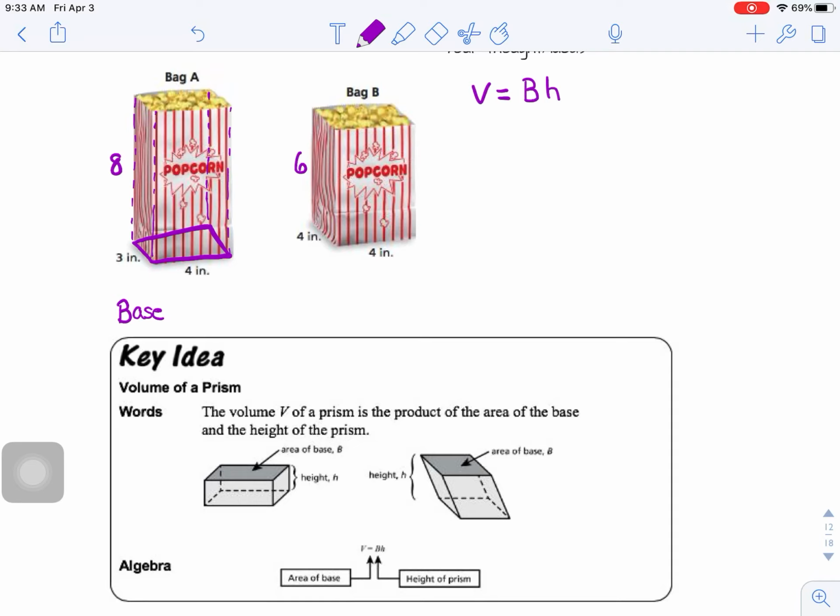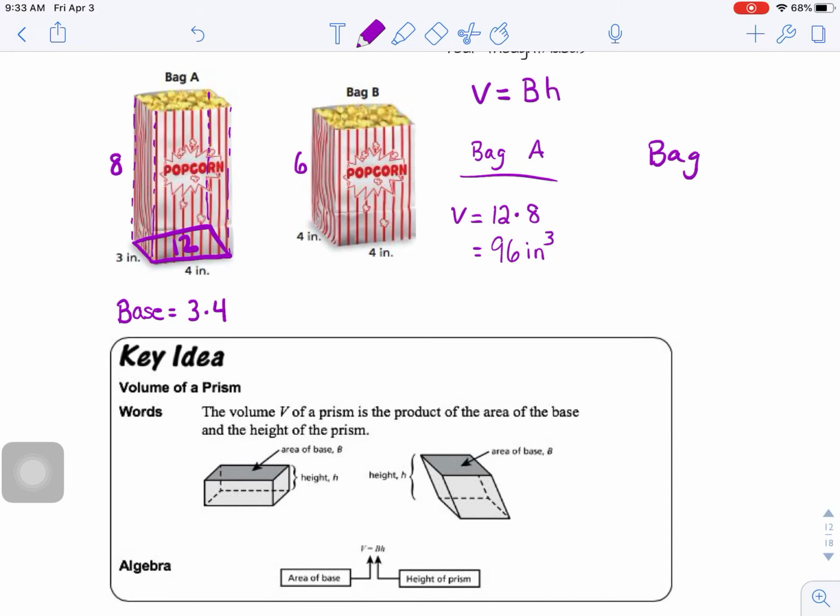So if I was looking at the area of that rectangle, that rectangle is 3 times 4. So my base has an area of 12. Okay, so for bag A, my volume is the base, which was 12, times the height, which is 8. Which gives me 96. I'm sorry, not area, I should say volume, which gives me a volume of 96 inches cubed. Volume is always going to be cubed because we're multiplying 3 numbers together.